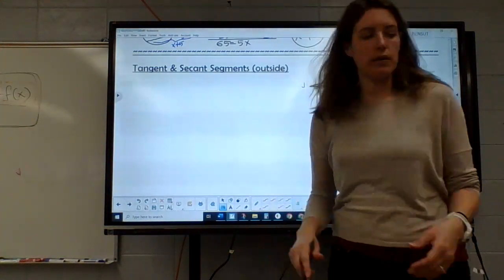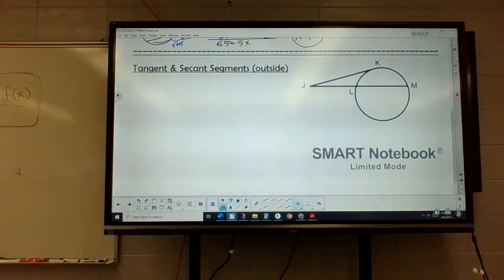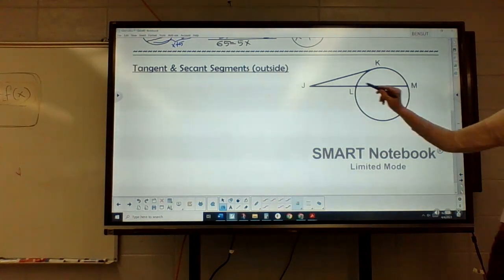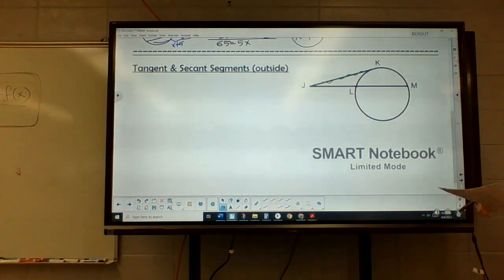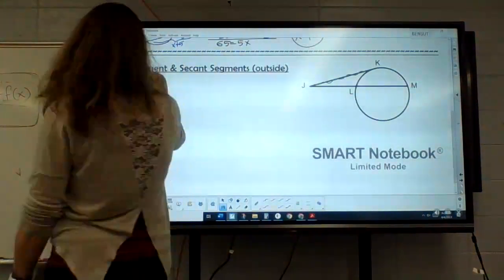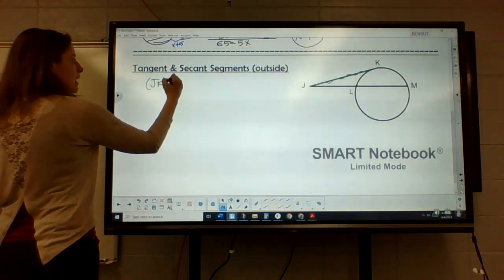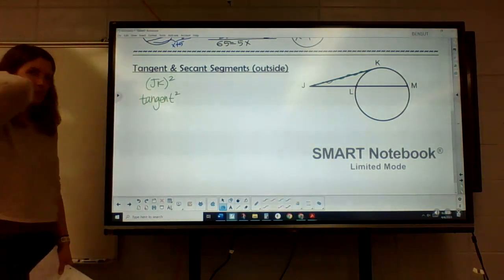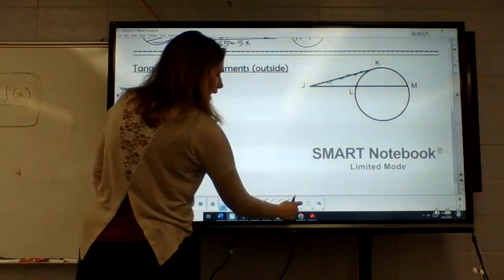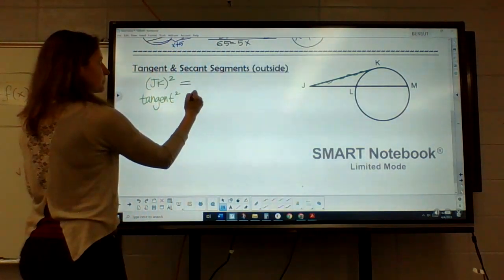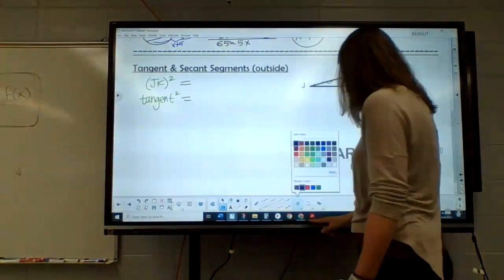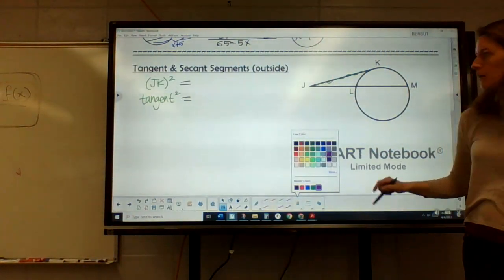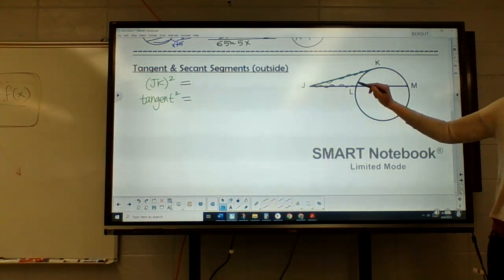Let me try to explain this one. In this case, normally we take the outside and multiply by the whole thing. Well, a tangent only has an outside. So we're going to multiply that by itself. So we're going to take JK and square it, multiply it by itself. And that's going to equal the same way we did the other part: the outside and then the whole.